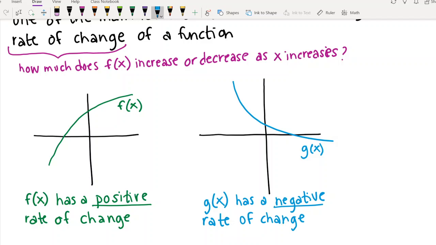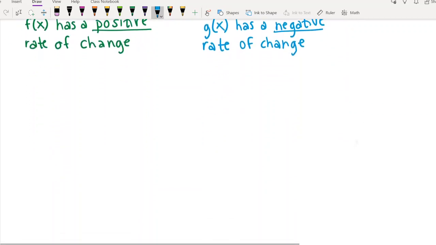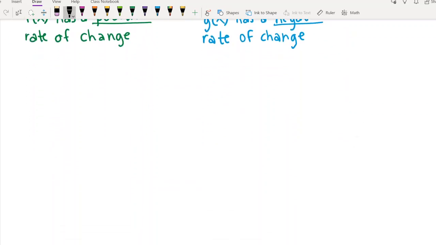Maybe to give a concrete example, let's say that these are graphs that represent temperature as time goes on. The one on the left would represent temperature that is increasing as time goes on, and that's why we would say the rate of change of the temperature is positive. Whereas for the one on the right, if this was a graph of how the temperature is changing as time goes on, well, the temperature is going down. So we would say that the temperature has a negative rate of change. Okay, so that's the basics of what we're talking about when we're talking about rates of change.